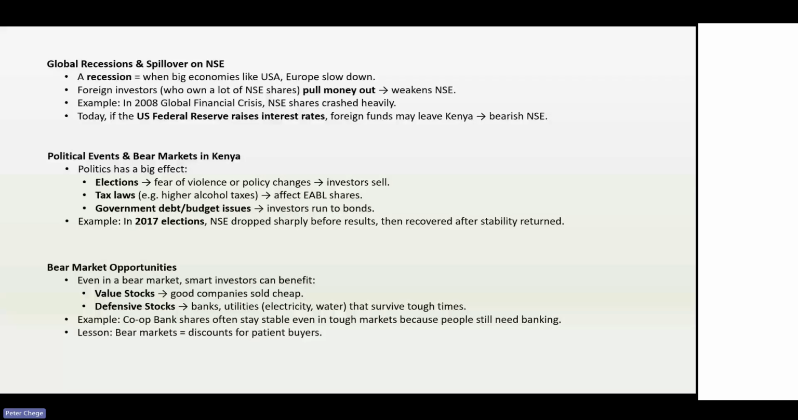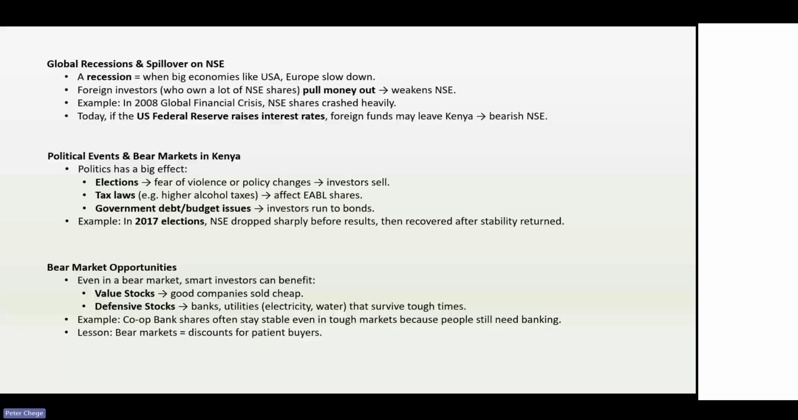Then there are tax laws, like you have seen with the Finance Bill, what it does. I think there was one last year, which we rejected. So those tax laws affect companies directly.